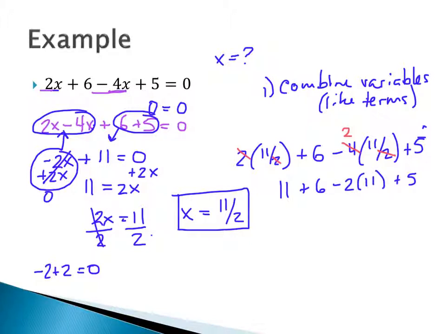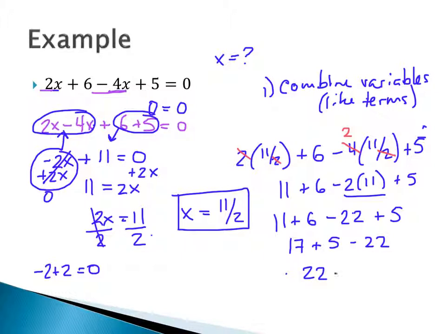Okay, so I'm going to simplify this operation here of 2 times 11. That's going to be 11 plus 6 minus 22 plus 5. Now I can combine like terms. So let's say I'm going to combine all the positives. I have 11 plus 6. It's going to give me 17 plus 5 minus 22. 17 plus 5 would give me 22. And then I get 22 minus 22, which equals 0.